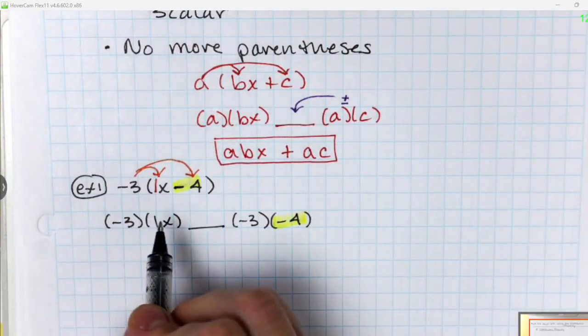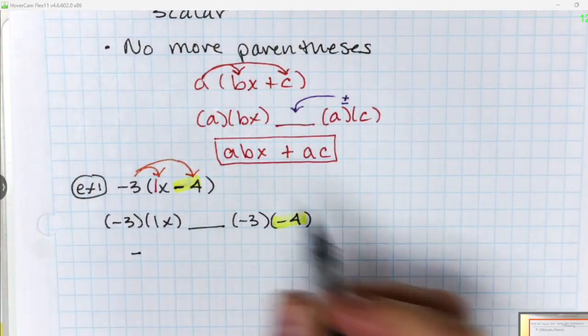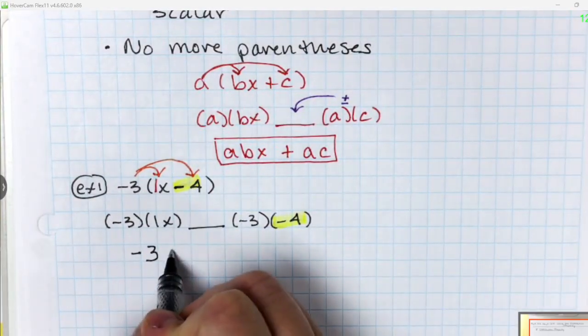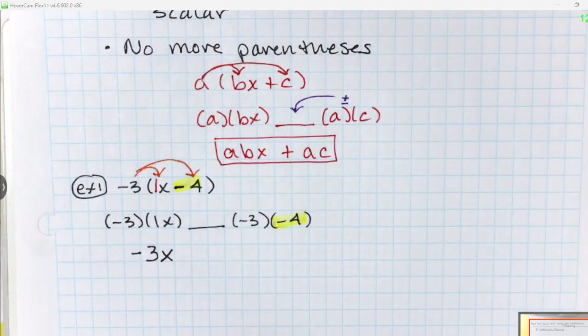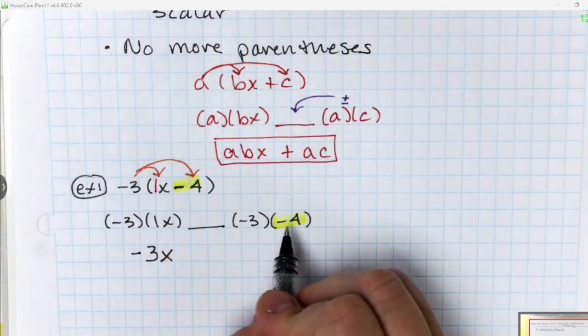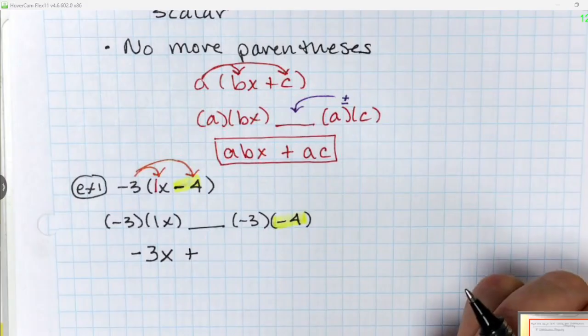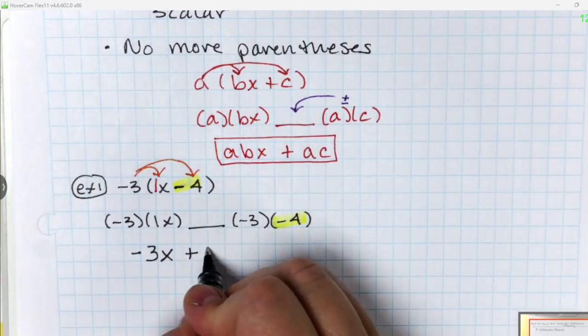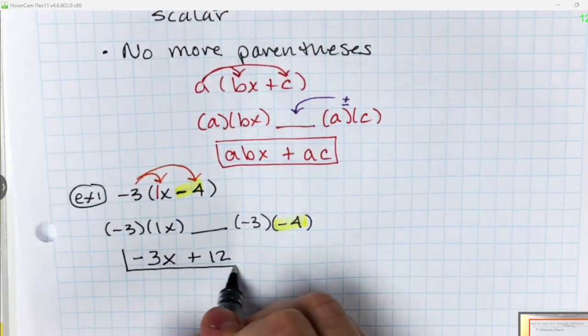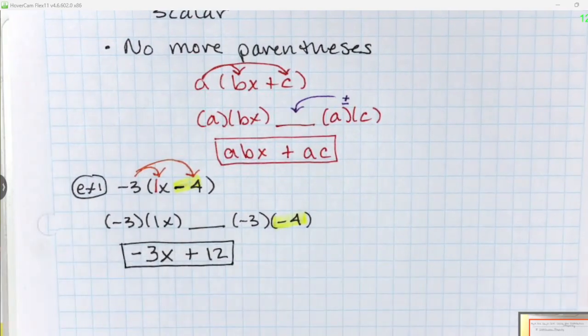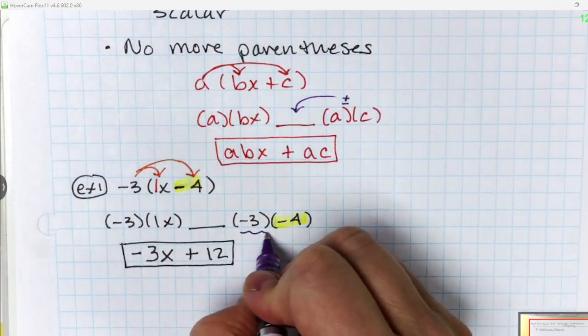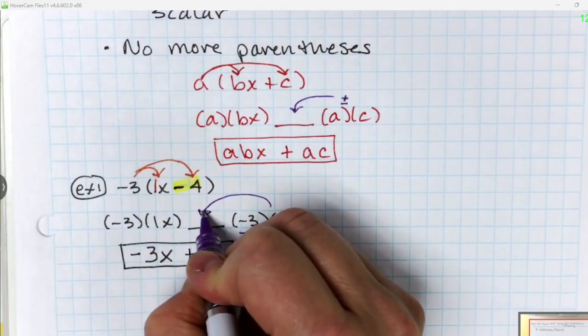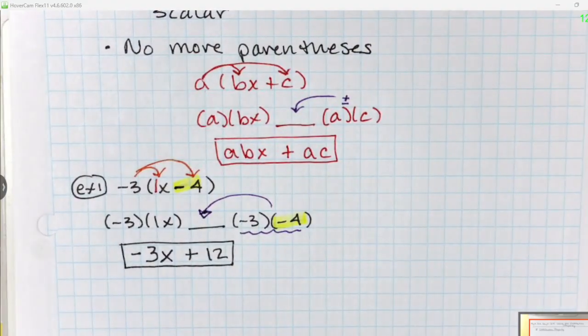Okay, so a negative times a positive is a negative. 3 times 1 is 3, tag the x. Now the second pair, a negative times a negative is a positive, put the plus in. 3 times 4 is 12. And again, whatever you get from this second pair, that's what goes in the middle of the expression.